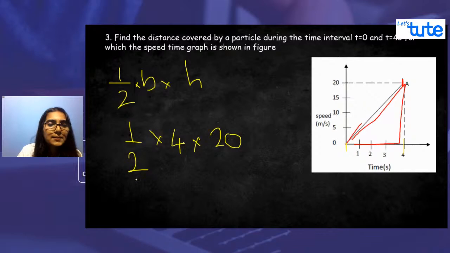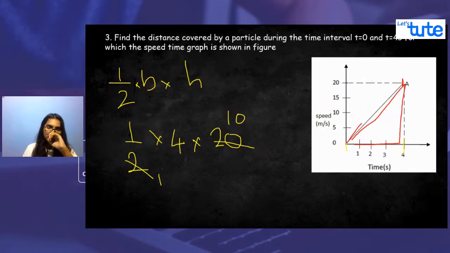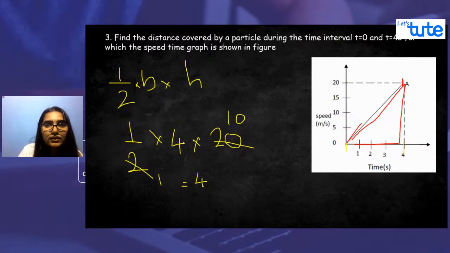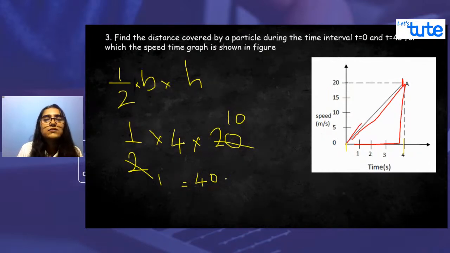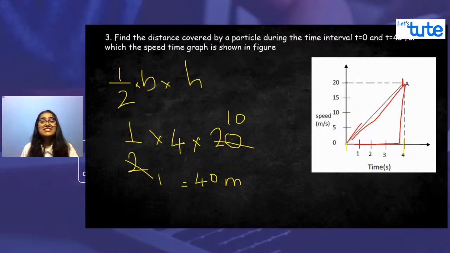Now when I substitute that, 2 ones are 2, 2 tens are 20. Whoever knows the answer can comment it. Come on. And 4 tens are 40. This means that the distance covered by the body in 4 seconds is 40 meters. That's it. Very good, guys.